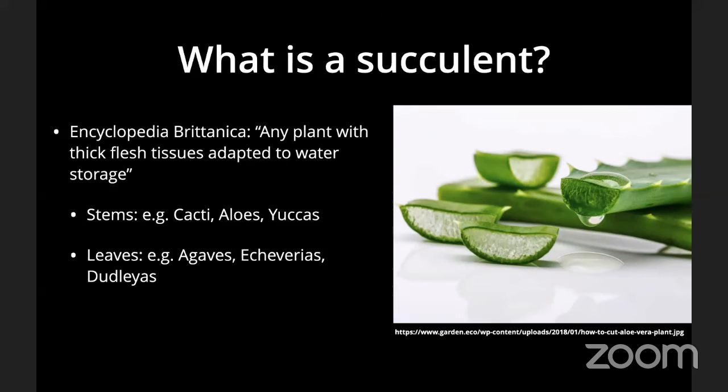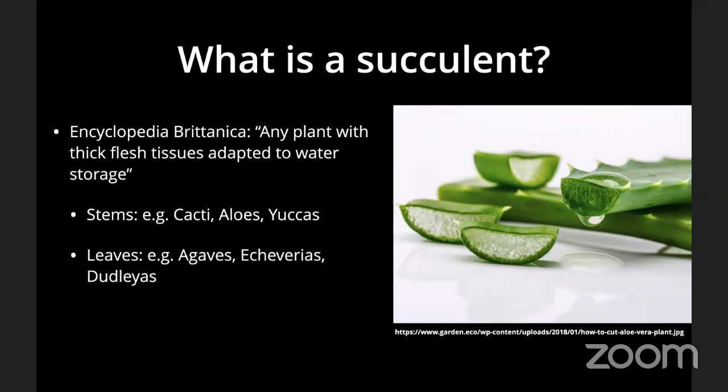So what is a succulent? There's a scientific definition and then there's a practical horticulture definition, but the Encyclopedia Britannica's definition is pretty good. It's any plant with thick fleshy tissues adapted to water storage. So for some plants, that's the stems. For some plants, that's the leaves. For some plants, that's the roots, and some people do or do not consider those succulents. But for most of what we're going to be working with, it's the stems or the leaves.